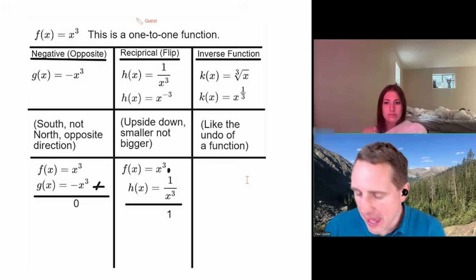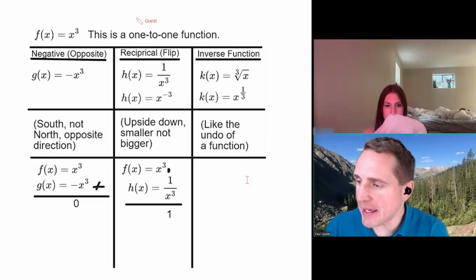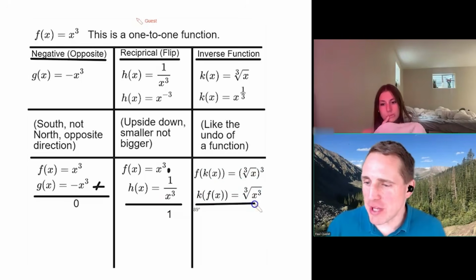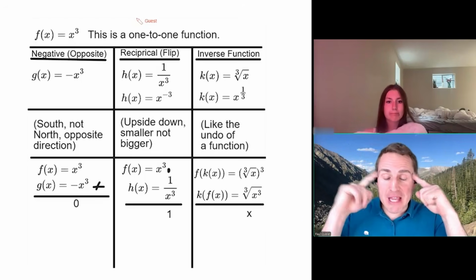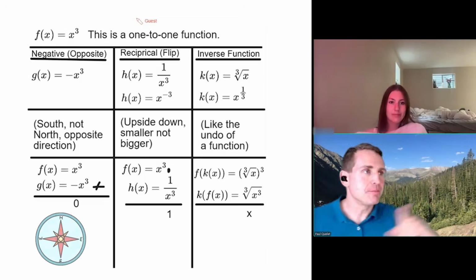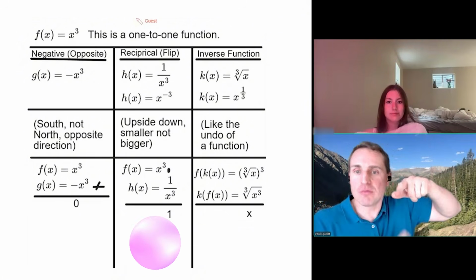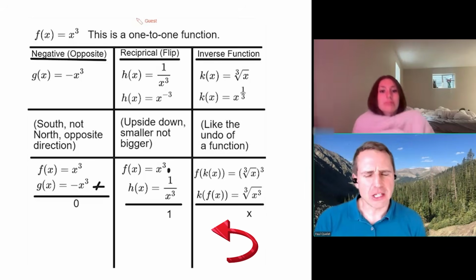So if I go f of k of x, that's like taking that cube root function and cubing it because I apply the cube to the cube root. When you do that, you get back x because you're just where you started. Do you see that people can get these jumbled in their mind? But they all mean something different. Opposite is like, don't go north, go south. Reciprocal is like go upside down and slow it down. Inverse is like undo, like go in reverse.